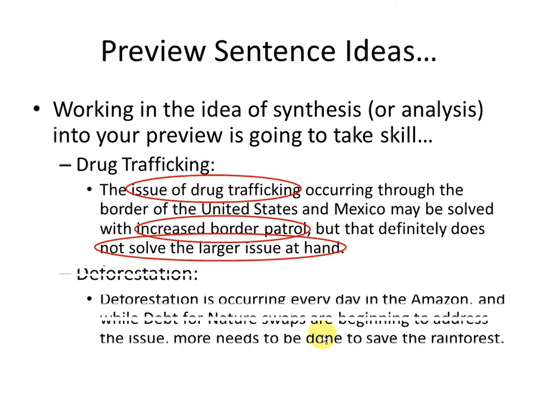The other thing I want to talk to you about, deforestation. Sorry, I have one more example. So deforestation is occurring every day in the Amazon, and while Debt for Nature swaps are beginning to address the issue, more needs to be done to save the rainforest. It's the same idea as the drug trafficking. You know that I'm going to be talking about deforestation as my problem, that it's occurring every day within the Amazon.